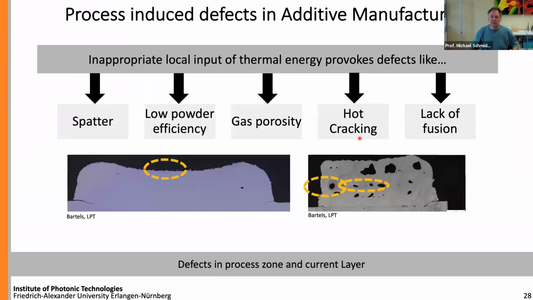So what can happen if you have such a process? I pointed out a few things here with some images, not showing all of the defects that can happen. If we do not have the appropriate local input of the thermal energy that we would like to have, we can have spatter, we can have low powder efficiency, we can have gas porosity, as you can see here. We can even have hot cracking in the parts. If we do not have enough energy, maybe because we start our process and everything's cold, we might have a lack of fusion. That all can happen, and this is more the local thing.